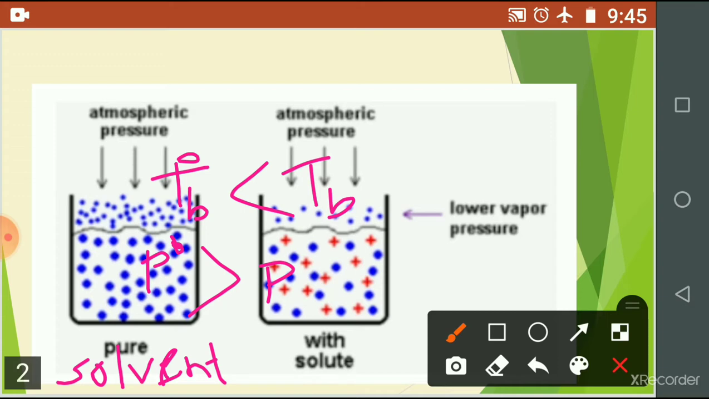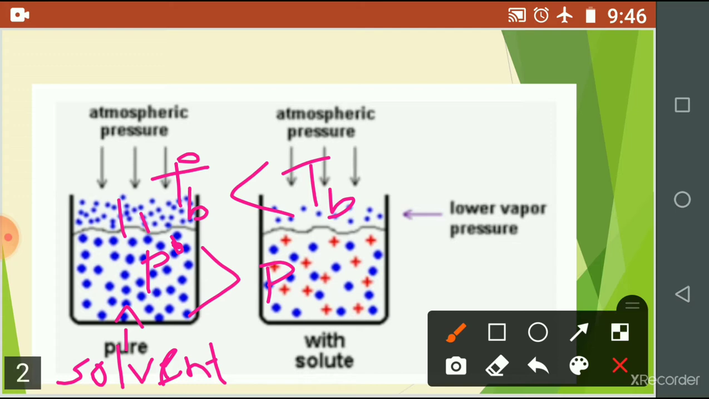So if we consider a pure solvent in a closed container, it has its own vapor pressure. The vapor pressure is always less than atmospheric pressure. If we supply heat to the pure solvent, its vapor pressure increases and eventually the vapor pressure of the pure solvent, P naught, becomes equal to atmospheric pressure.